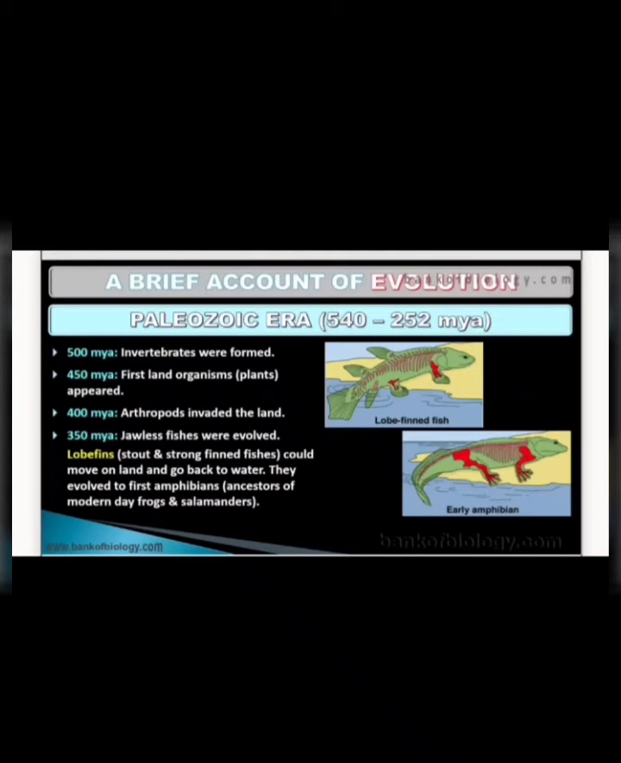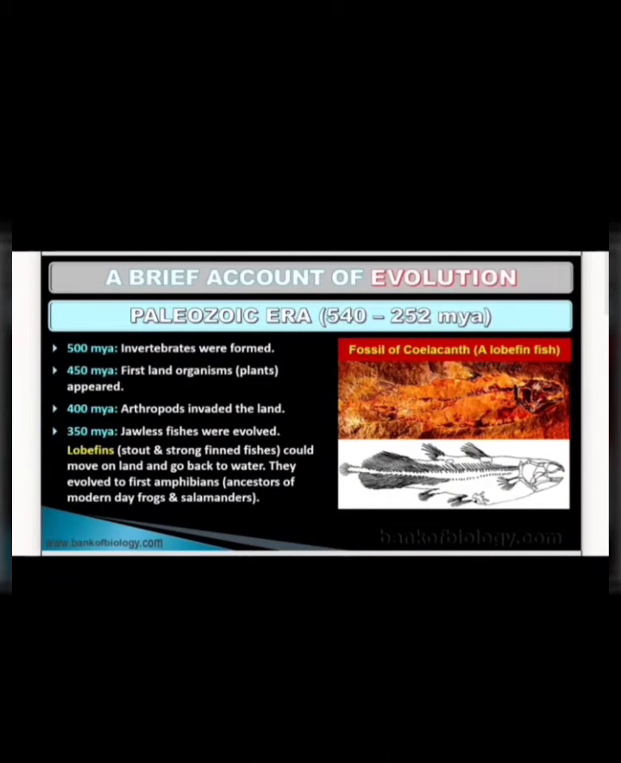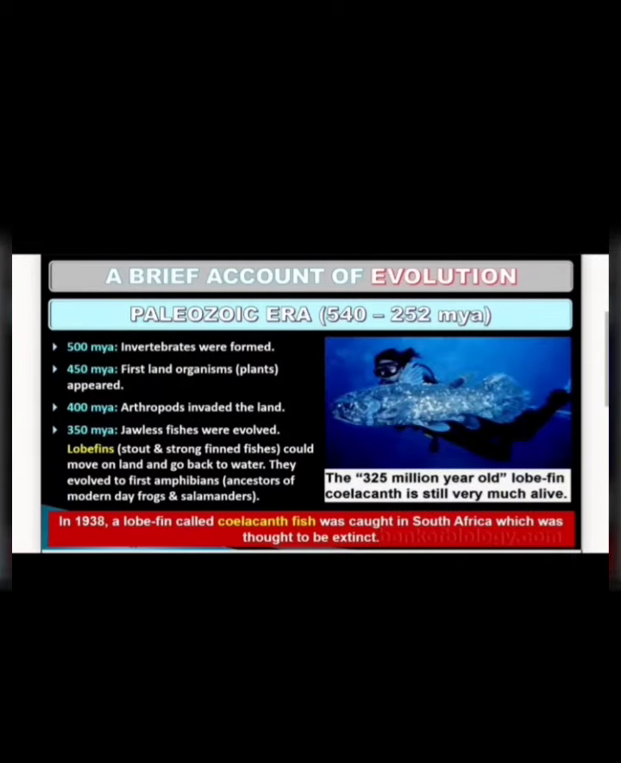Next, they started to appear both on the land as well as in the water. They are ancestors of modern-day frogs as well as salamanders, which survive on the land as well as in the water. Next, as you can see here, jawless fish were involved.